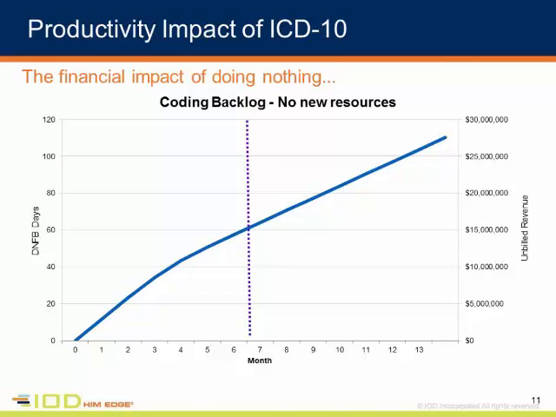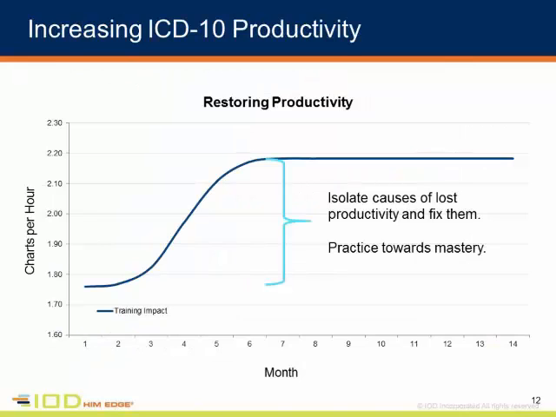We need to achieve the training impact shown here by the dark blue curve so that when ICD10 comes in October 2015, we are as proficient in ICD10 as we were in ICD9. Getting there requires that we know what parts of our productivity in ICD10 are broken and how we can fix them. So we'll introduce our next poll here. Before we move into productivity assessment, let's see what you think about the breadth of impact ICD10 will have on productivity.